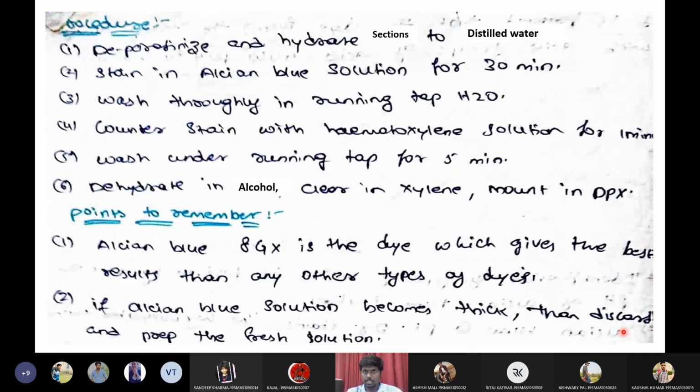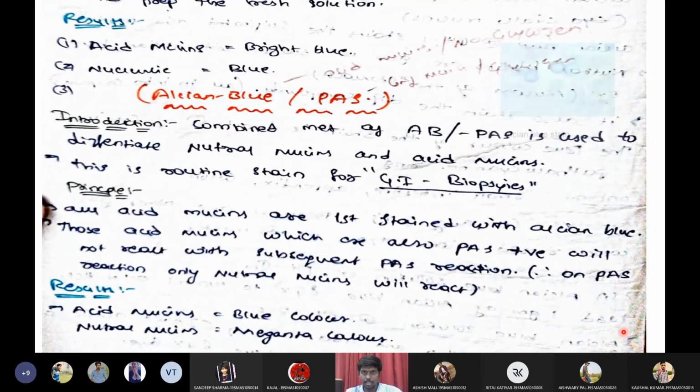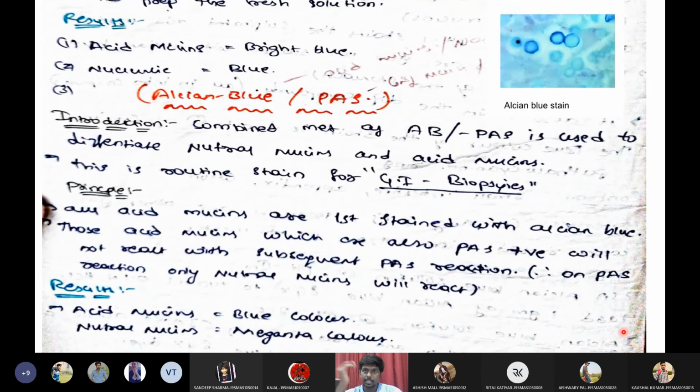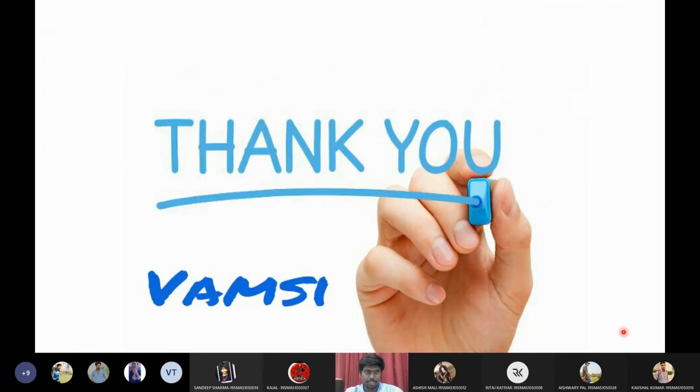That's it. Procedure is you need to deparaffinize the tissue. You will primary stain with Alcian blue for 30 minutes. Then you will wash under tap water. Then you will counterstain with hematoxylin. Then you will wash under tap water. Then you will dehydrate, clear and mount with DPX, and you can observe under the microscope. In the microscope, you will see mucopolysaccharides in bright blue color. That indicates positive for the test. That's it. This is all about the Alcian blue.